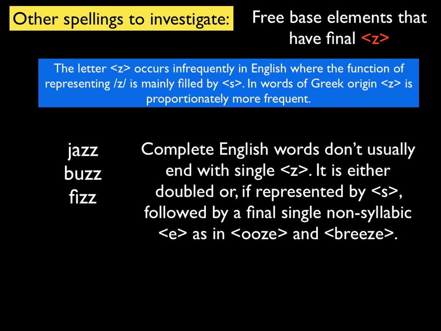Finally, the last free base element that we're interested in doubling at the end of a word, if it fits our pattern and conventions, is the letter Z. However, it occurs very infrequently in English, where the function of Z is mainly filled by S. And we know there's another theme that talks about how S can make an S or a Z sound. In words of Greek origin, the letter Z is proportionately more frequent. You can just about bet that they're Greek. Complete English words don't usually end with a single Z. It is either doubled or, if represented by an S making the Z sound, followed by a final single non-syllabic E, as in ooze and breeze.